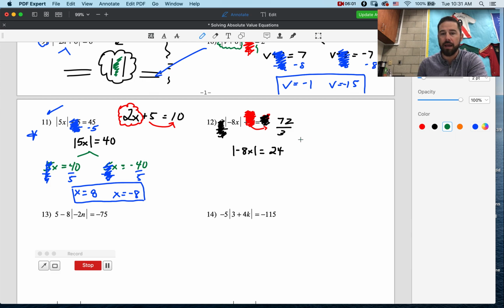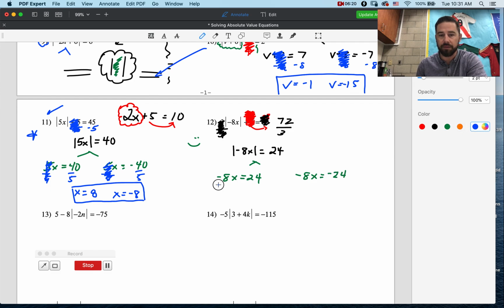Okay, is the absolute value by itself now? Yes. Okay, we're happy. We've got the absolute value by itself, so we can split them up. We'd say negative 8x equals 24, and we'd say negative 8x equals negative 24.